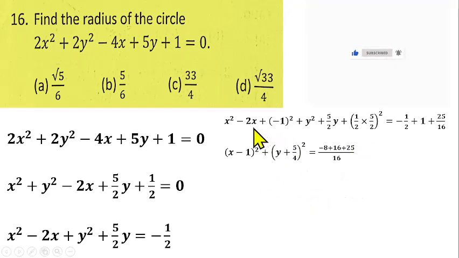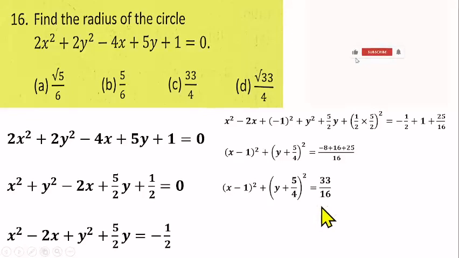Then from there, we don't need to work on this, we only need to find the radius, which is the right hand side. We simplify that further, that will give us 33 over 16.